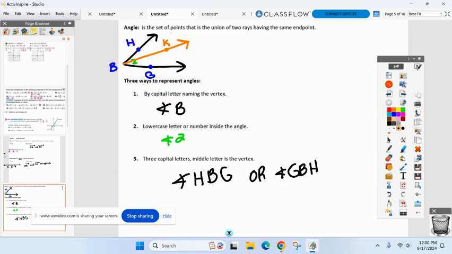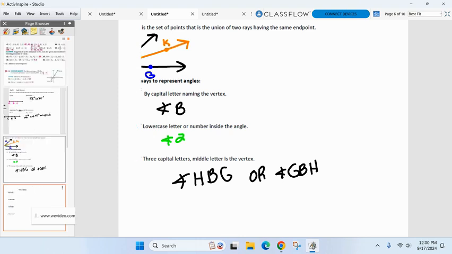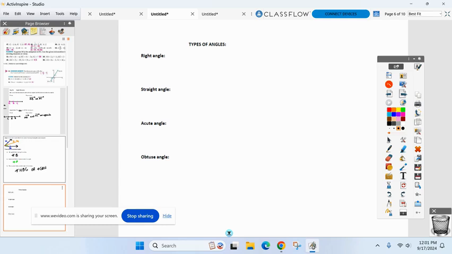All right, I'm going to go quicker through this next part because I think you guys are familiar with four types of angles. Maybe, maybe not. A right angle measures exactly 90 degrees. Measures 90 degrees, exactly 90 degrees.